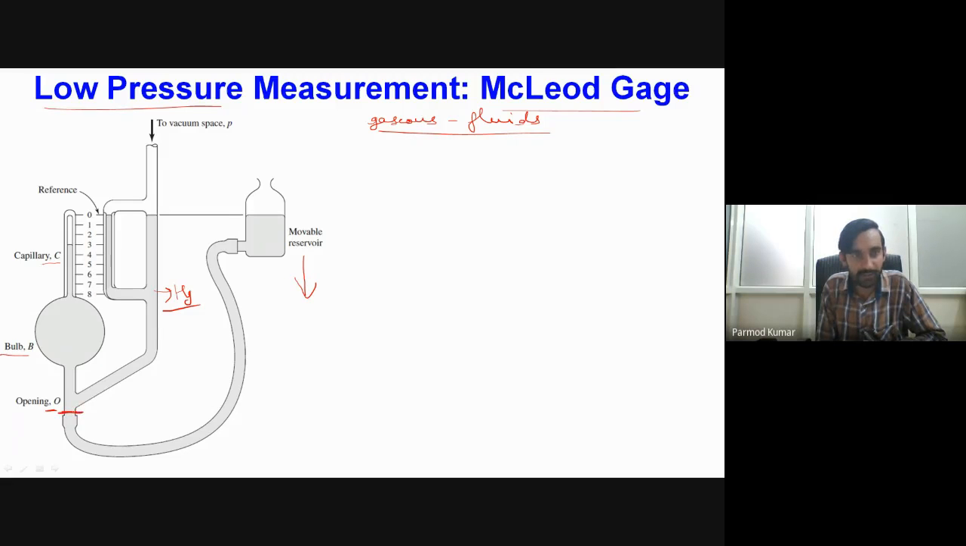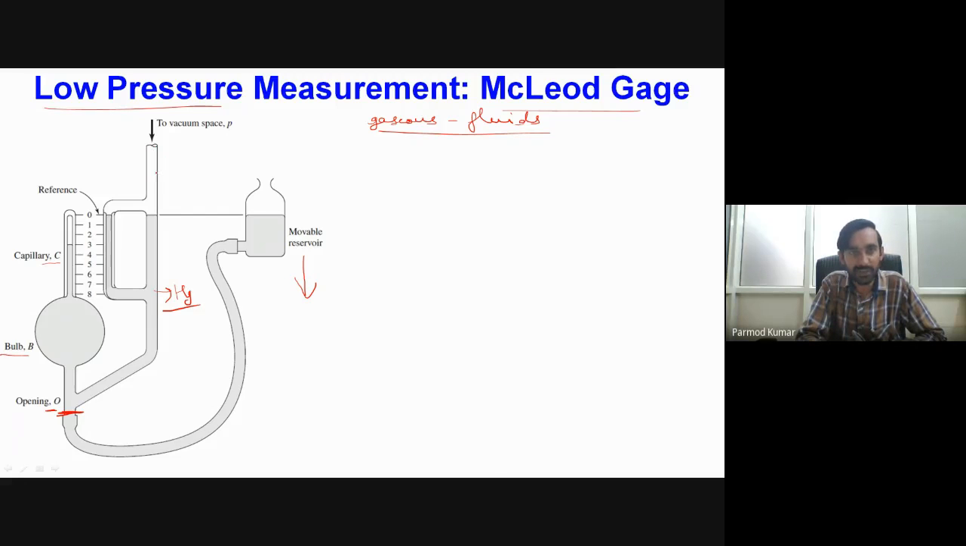So, first, we connect this to our vacuum space. Then we lower the level of this movable reservoir until the manometric fluid inside this entire unit reaches point O. Once the manometric fluid has reached point O, what happens after that?